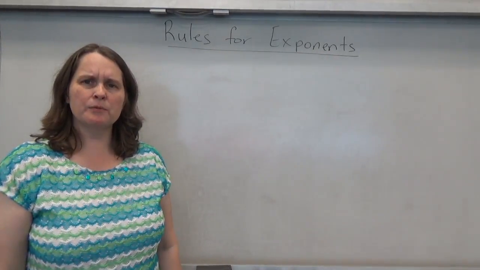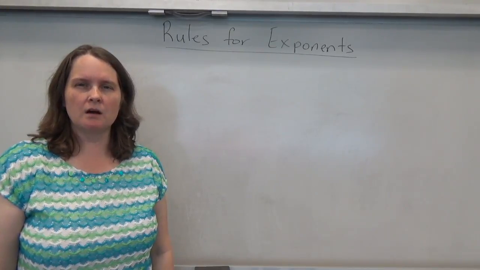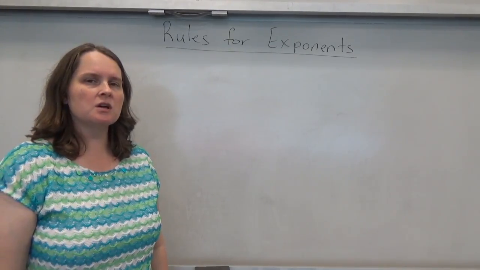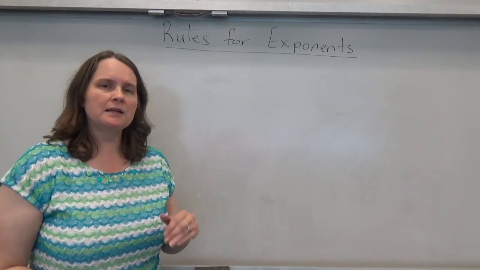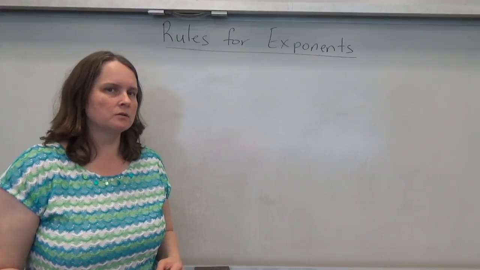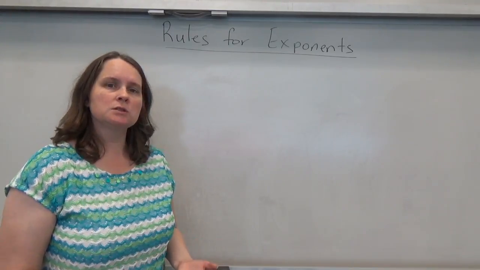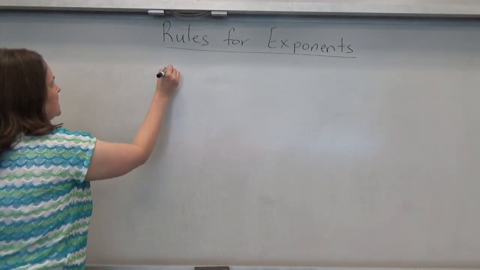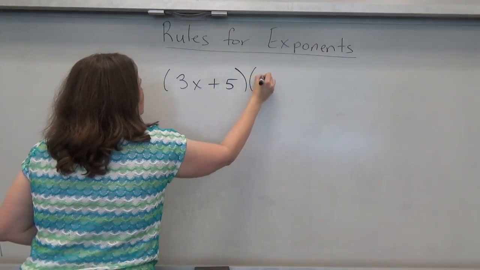Okay, so we're going to take a break from what we've been doing so far, and we're going to take a moment to talk about something called conjugates. Conjugates are binomials, meaning it's 2 terms. They look identical, but the sign in the middle is always different. So, for example, let's say I wanted to multiply the quantity 3x plus 5 times 3x minus 5.